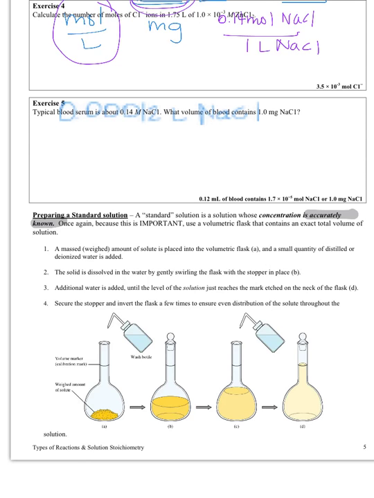You take out a massed amount of solute, that's the salt, you put it in your volumetric flask. That's here, step 1. Once you've done that, add a small quantity of water to dissolve. That's B down here at the bottom. Once the solid has dissolved, you continue adding additional water until you reach this line at the very top on the neck of the flask. You put the top on, you shake it, give it one last good swirl, and you've created a standardized solution.